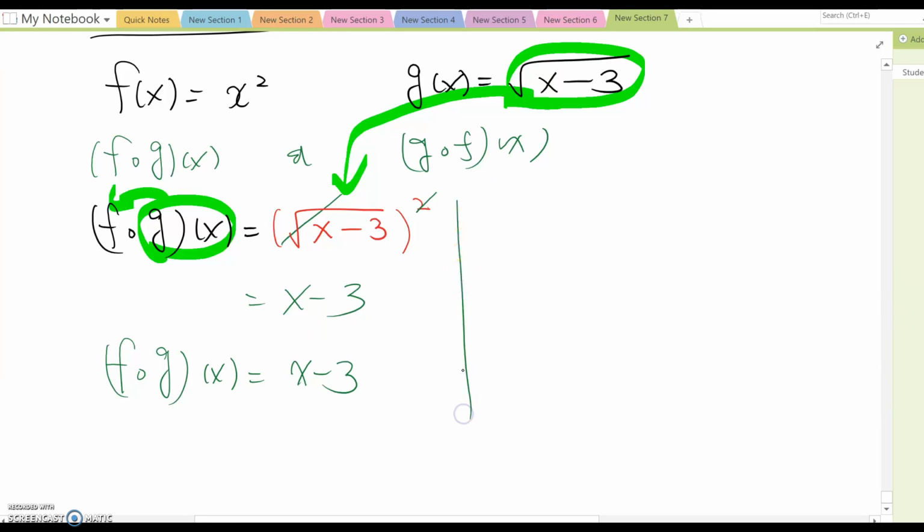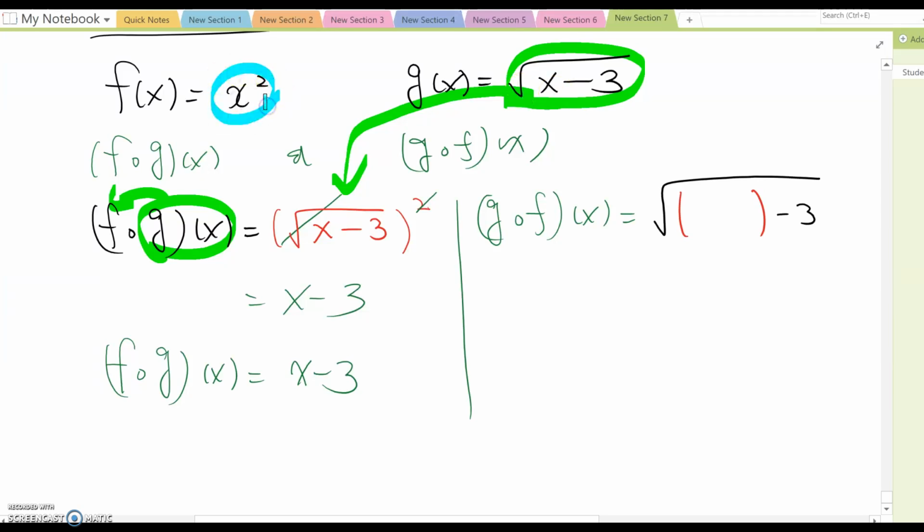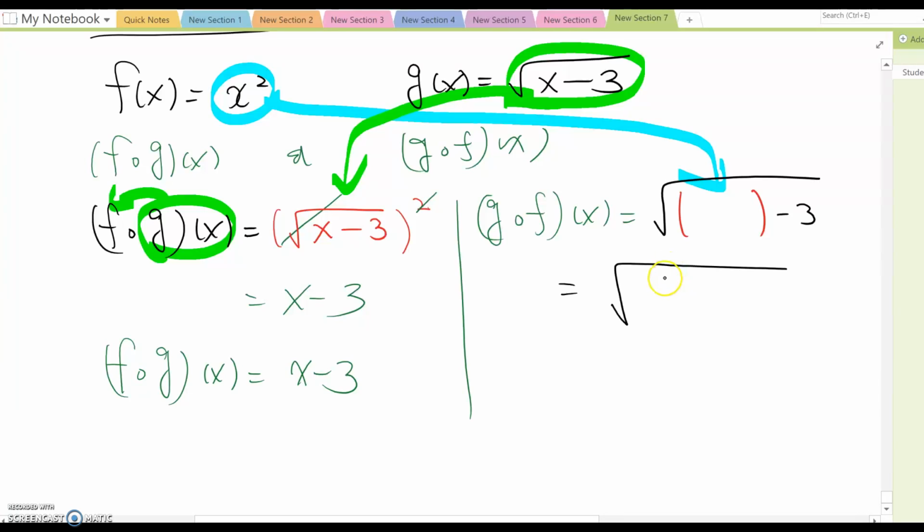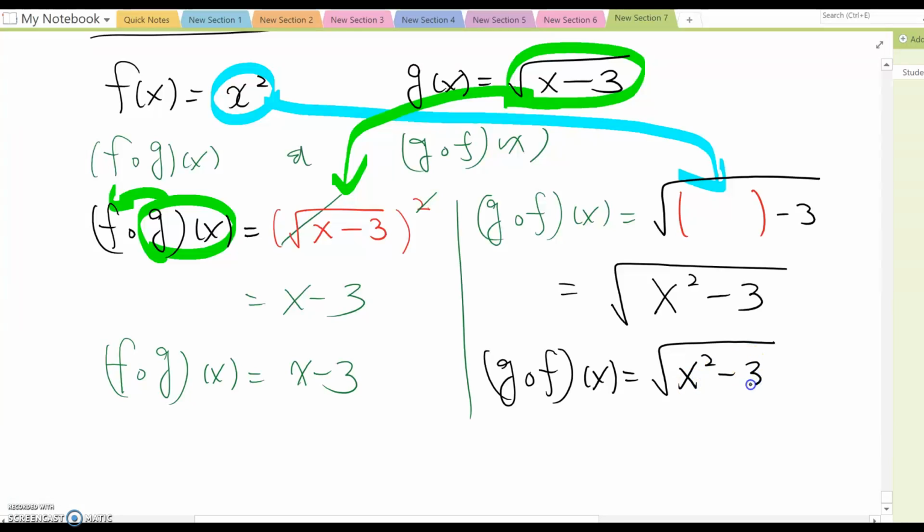Now, g open dot f(x) will be formed as square root of something minus 3, and then you are plugging this x squared into here. Then this becomes square root of x squared minus 3. Therefore, g open dot f(x) equals square root of x squared minus 3.